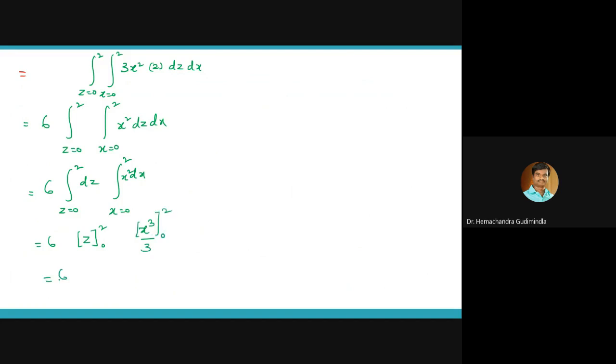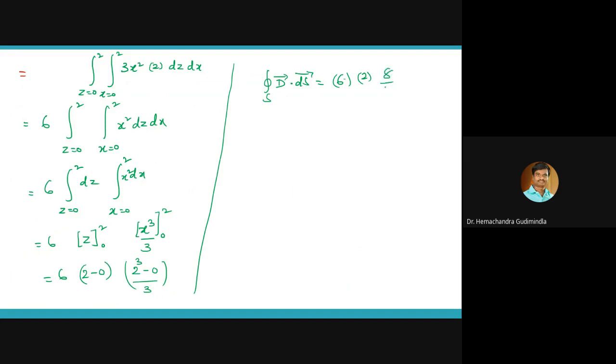Now just apply the upper limit minus lower limit. For z, you substitute upper limit 2 minus lower limit 0. For x, upper limit is 2 cube minus 0 cube by 3. Now how much will you get? Integral over the closed surface D bar dot ds bar is equal to, how much did we get? 6 into 2 into 8 by 3. 3 ones are 3, 3 twos are 6. So we get 32 as the left side answer.